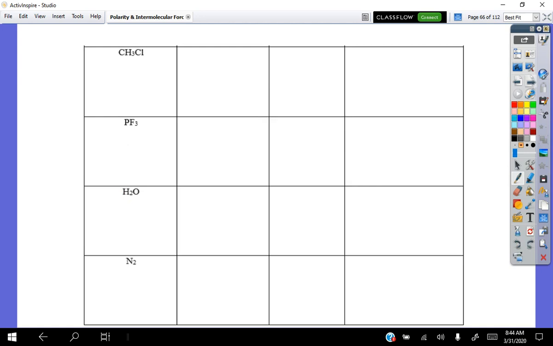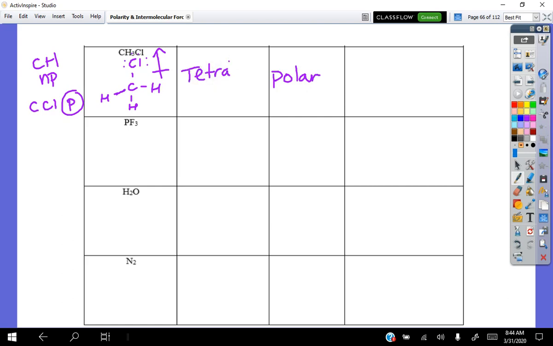Here we can go through and draw CH3Cl. So when I draw CH3Cl, I know that the CH bonds are nonpolar, so I don't need to draw dipole arrows for that, but the CCl bond is polar. Remember that the bond dipole points towards the more electronegative atom. So since the arrow is pointing in one direction, this is definitely going to be a polar molecule. We can go back and identify the shape. There are 4 bonding groups and no lone pairs, so this is tetrahedral.